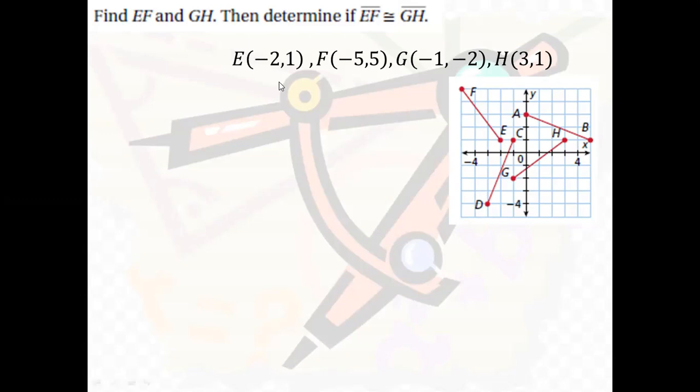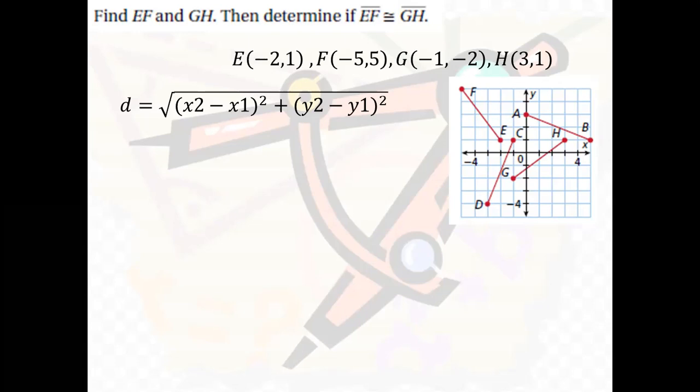Now that we have found all the points, we have to find out the distance between E and F. Now, you might say we can count the squares, but we can't as they're not accurate. So that's why we are using the distance formula. So write the distance formula. D equals the whole root x2 minus x1 whole square plus y2 minus y1 whole square.